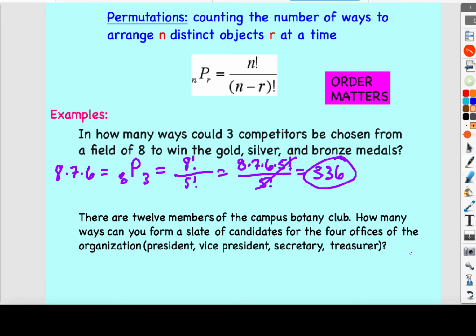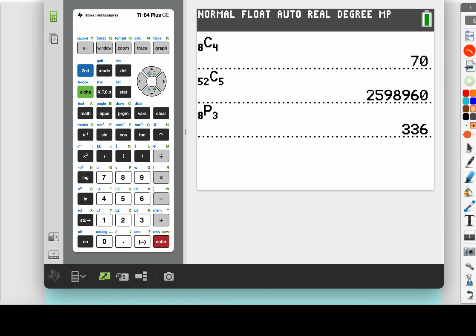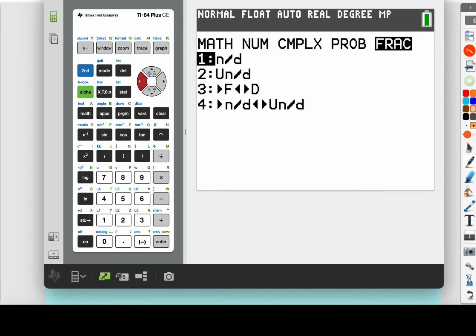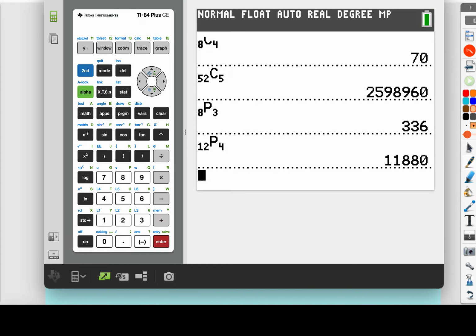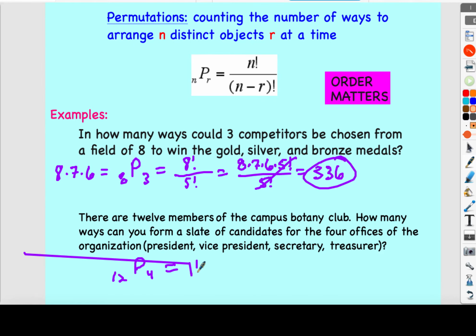Again, when order matters, such as the problem down here at the bottom, where we have 12 members on a campus botany club, we're going to select 4 candidates to be the president, the vice president, the secretary, the treasurer. They have distinct different jobs, right? Well, in that case, of the 12, we're going to pick 4 of them. And very simply, I would just hop on here, 12, math, permutation, because order matters who's getting picked for what job. And we have 11,880 possible ways to pick that slate of candidates, right?